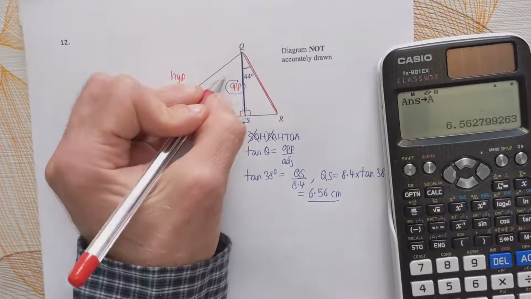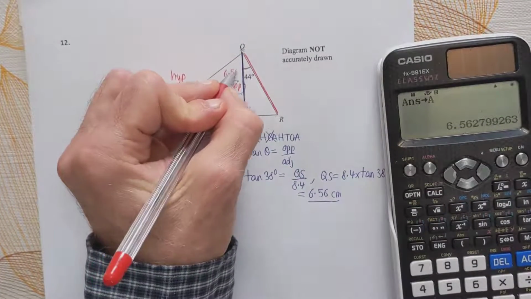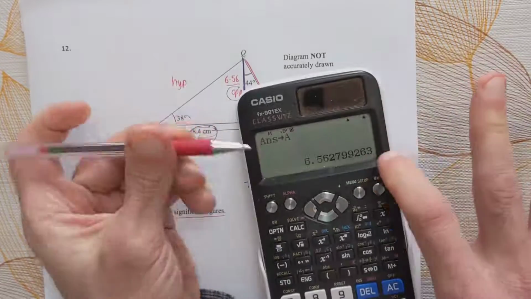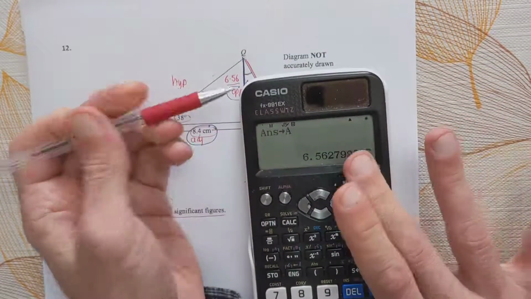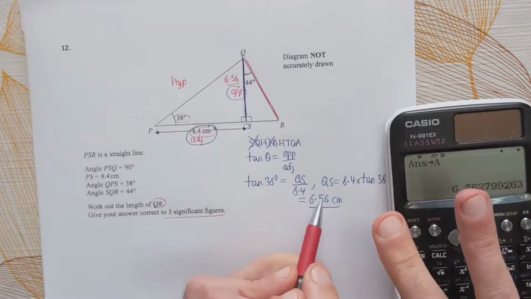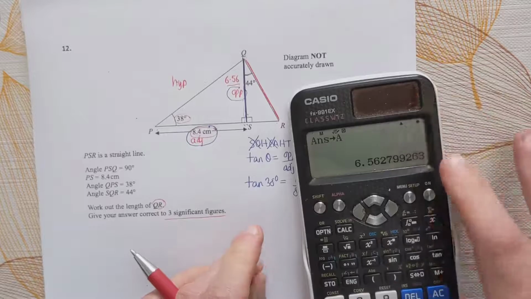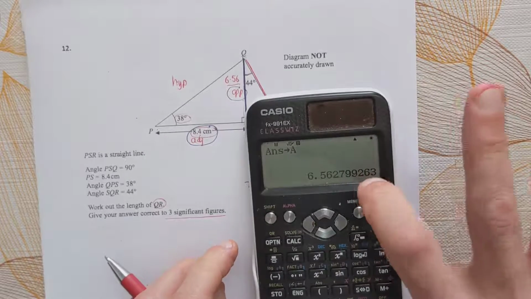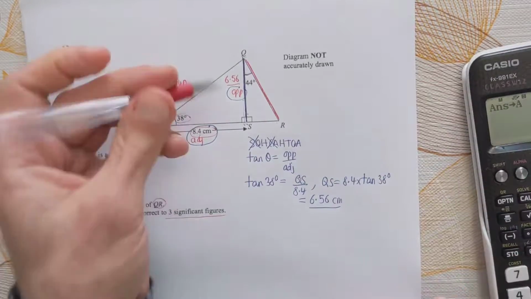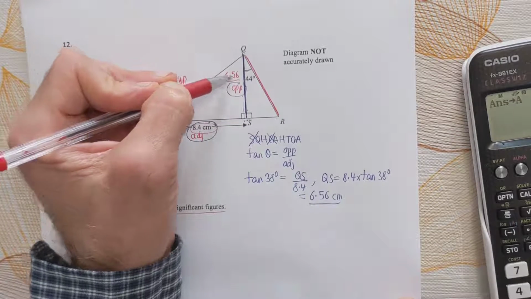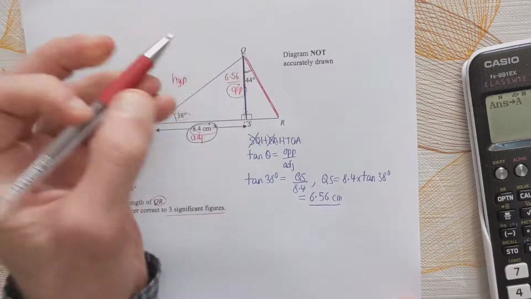So this is 6.56 centimeters rounded, of course. You keep this number in the calculator. On the paper, just write it down to 1 or 2 decimal places. Okay, but work with the full precision of the calculator if you can. Right, we now have a side and an angle.